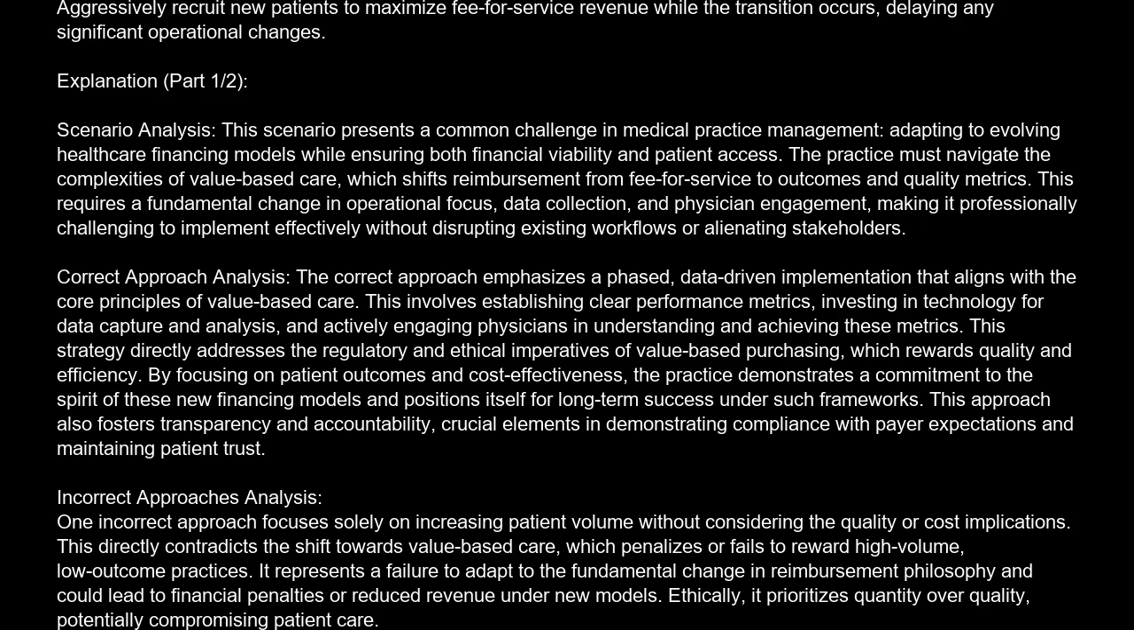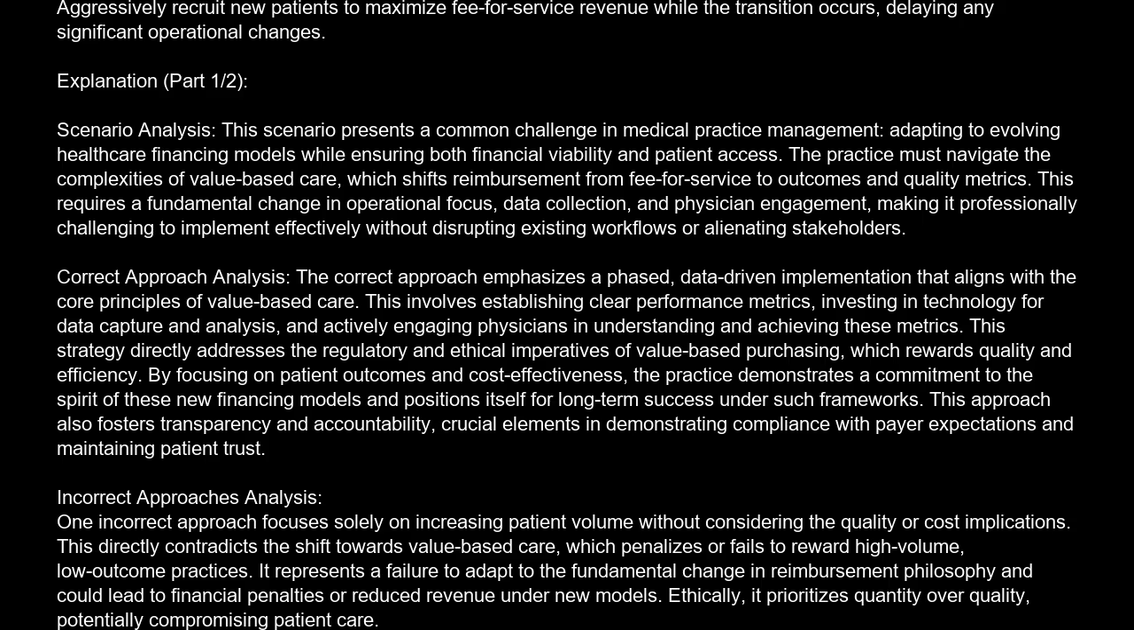Correct approach analysis. The correct approach emphasizes a phased, data-driven implementation that aligns with the core principles of value-based care. This involves establishing clear performance metrics, investing in technology for data capture and analysis, and actively engaging physicians in understanding and achieving these metrics.